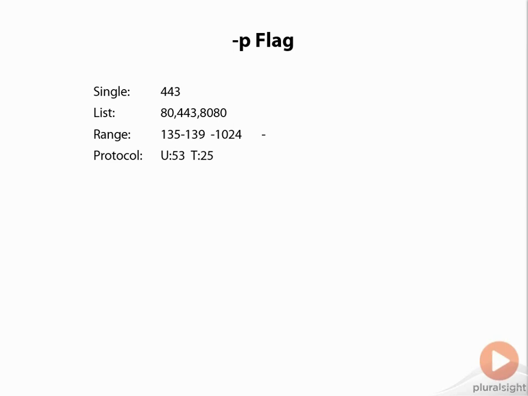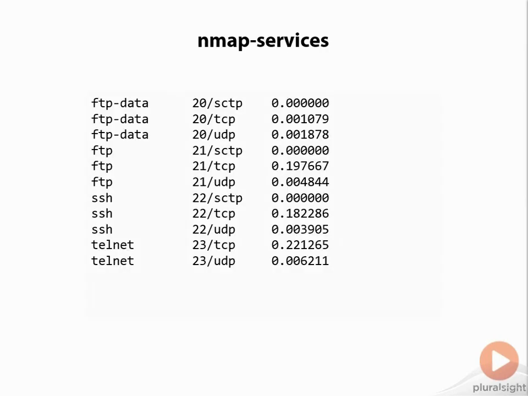Lastly, port specifications can include the desired protocol. Usually Nmap performs either TCP or UDP scanning, but not both. If we want to mix and match ports and protocols, we can include the protocol designation with each port number list or range. Okay, let's talk about the nmap-services file for a few minutes.